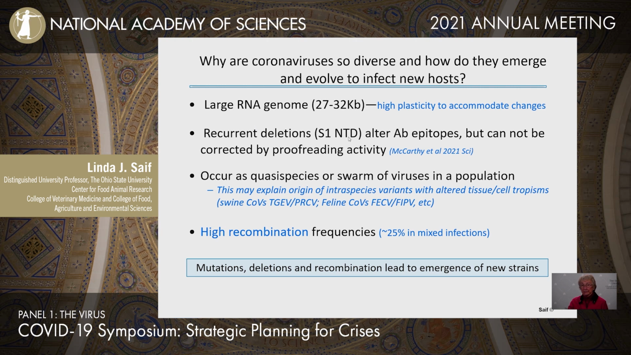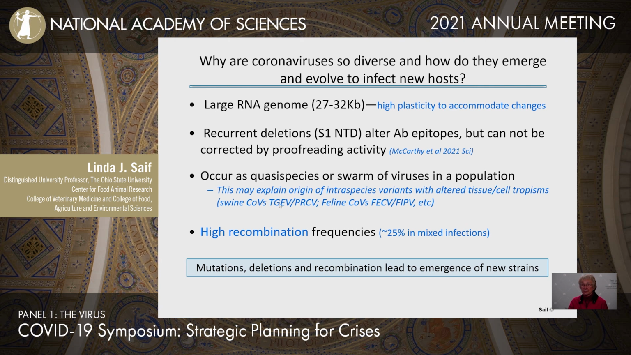The coronaviruses have a large RNA genome, so this has high plasticity to accommodate changes. There are recurrent deletions throughout the genome, but especially in certain regions, such as the S1 N-terminal domain. This can alter antibody epitopes and co-receptors, and this cannot be corrected by the proofreading activity which the polymerase of coronaviruses possesses. The coronavirus occurs as a quasi-species, or a swarm of viruses in a population, and this could explain the origin of interspecies variants with altered tissue or cell tropism.